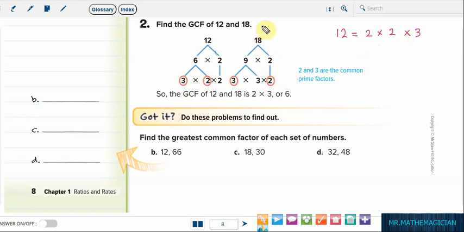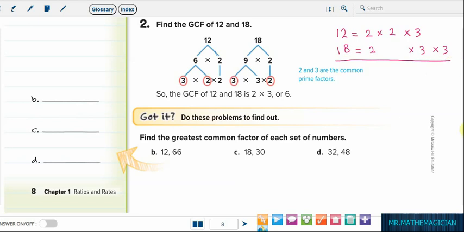Now for the 18. 18 could be 2 by 9. The 2 is dropped. 9 will be 3 by 3. So the 18 can be written as 2 multiplied by 3 multiplied by another 3. As you can see, I left a space here because there is no other 2 as a prime factor in 18.